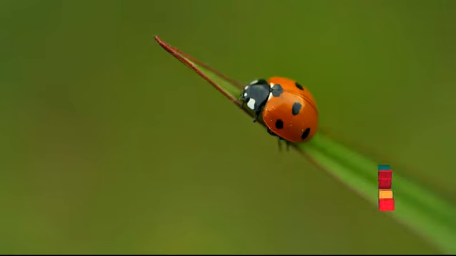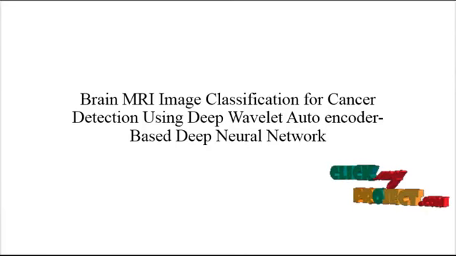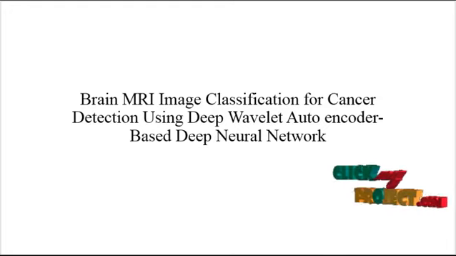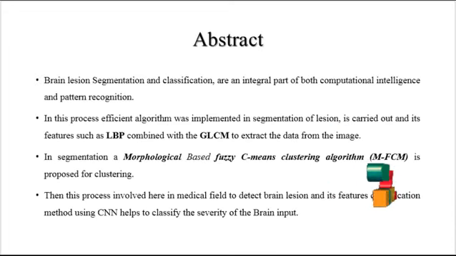Welcome to ClickMyProject.com. Now we are going to discuss the project brain MRI image classification for cancer detection using a deep wavelet autoencoder based deep neural network. Now we are going to discuss the abstract for the process.